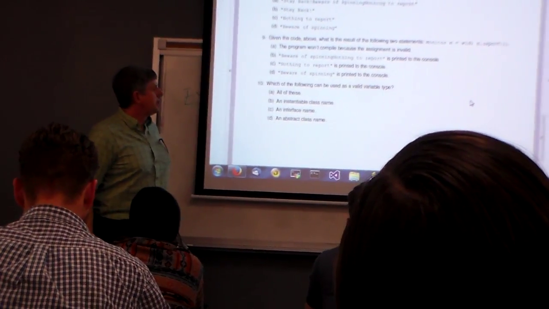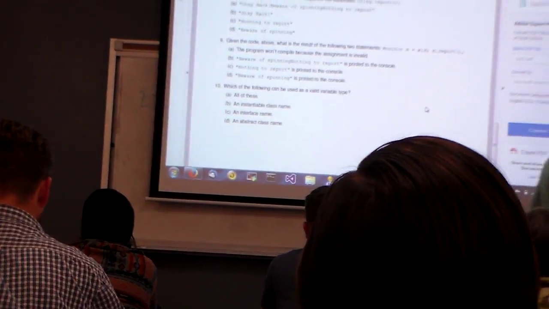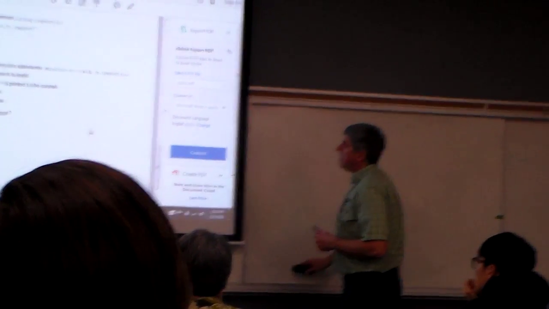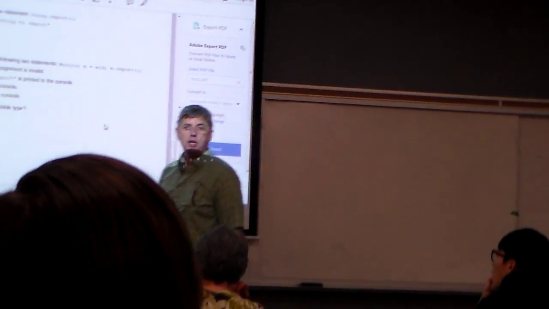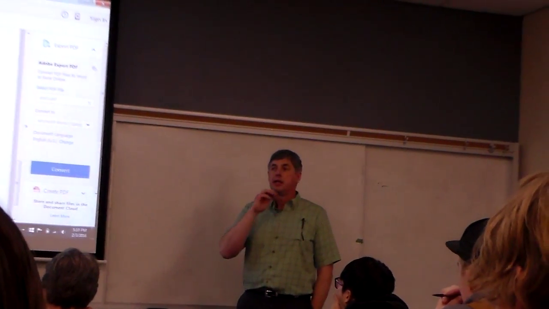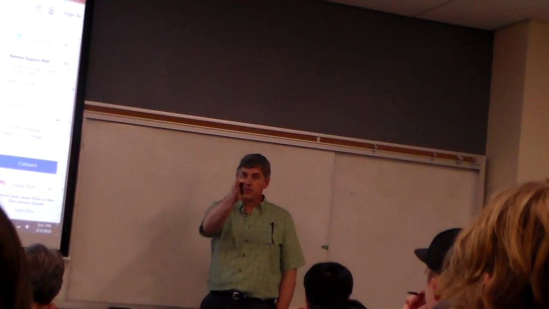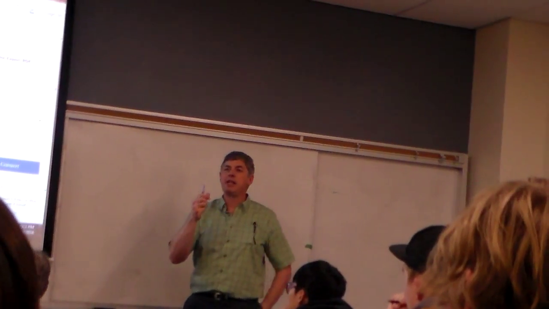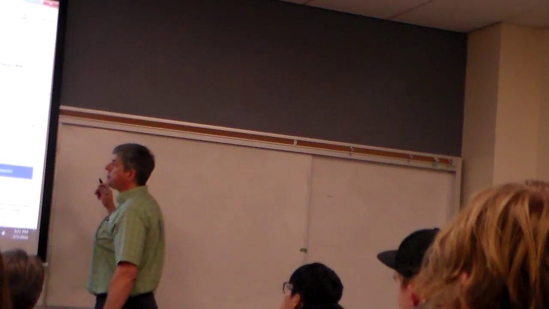I think this is my favorite question on the quiz today, because I think a lot of people were confused about this one. We love to see students get it wrong. Valid variable type, are we talking about static type, or are we talking about dynamic type? Static, or declared type, right? Static or declared, it's the same thing. So the point is that what we can have on the left-hand side of our assignment, can we have an abstract class?